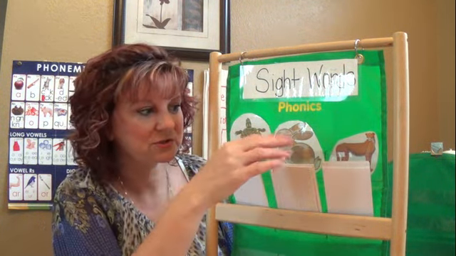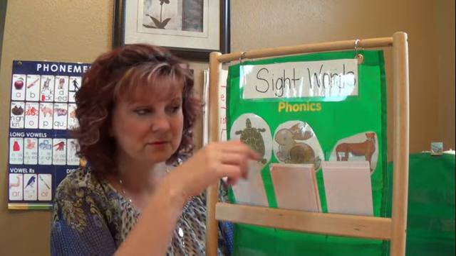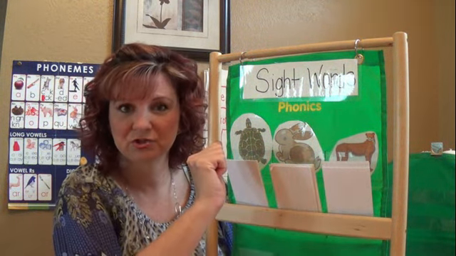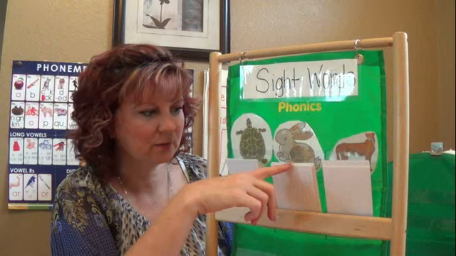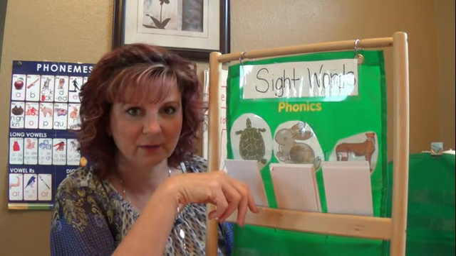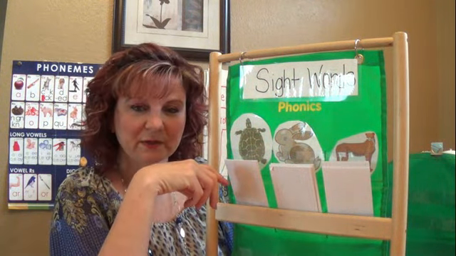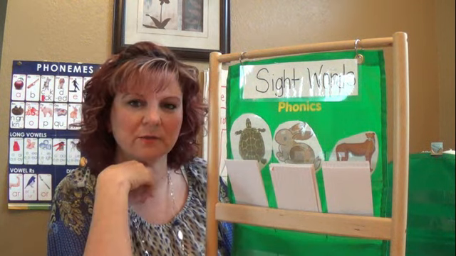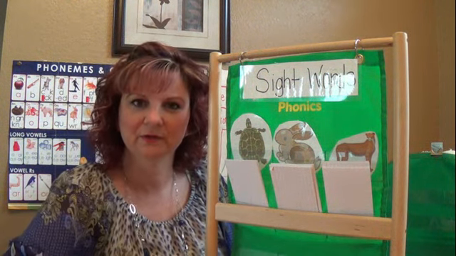Now, what you could do is just have 3 different piles. So if it's an automatic word, that's your cheetah pile. If it's a word that they're still learning, that's going to be your bunny pile. And if it's a word that's just being introduced, that we just started, that's going to be your turtle pile. So you can just simply have 3 different piles.